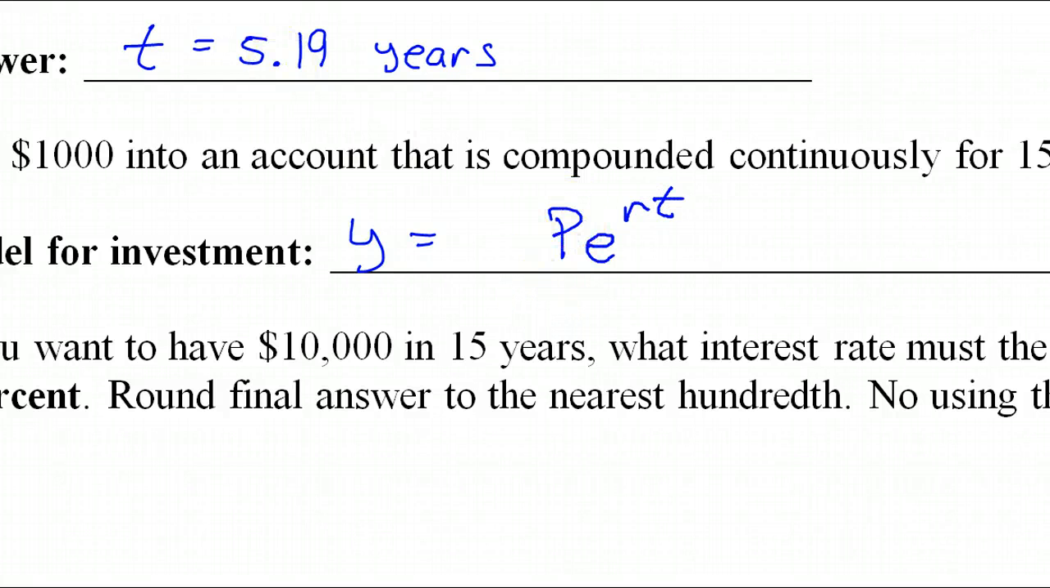Okay, so the principal, the beginning amount, is $1,000. So that goes there. We don't know the rate, but the time is 15 years. This looks weird to me, so I'm going to write 15r instead of r15. Okay, so this is your model. Kabam.